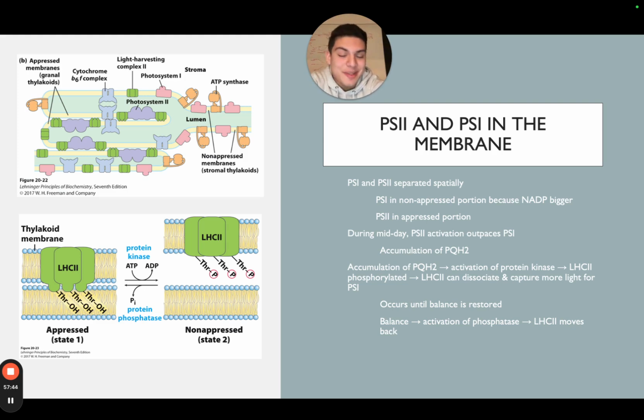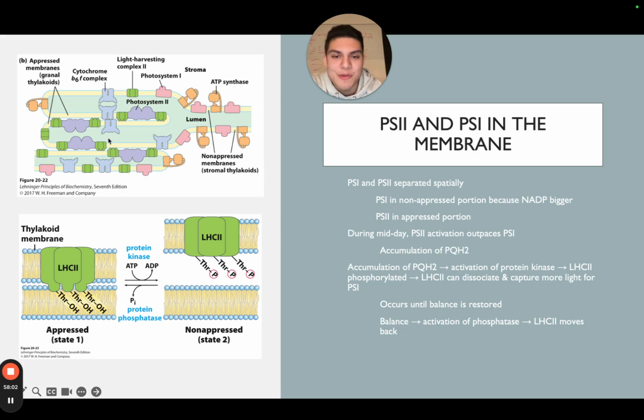Now, NADPH is a pretty big coenzyme, and we're going to need photosystem 1 to be in a non-appressed portion, meaning that there's no pancake stacking above it, it's not constrained, so that the NADP plus can come in here and bind and do the reduction. That's the whole reason why it's in this non-appressed region.